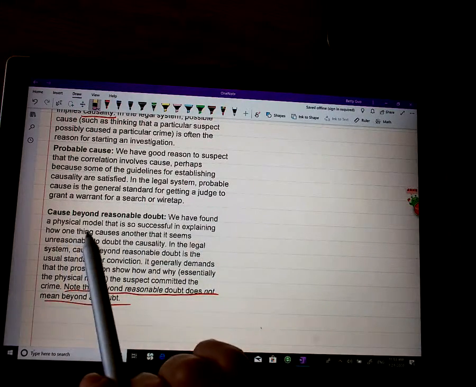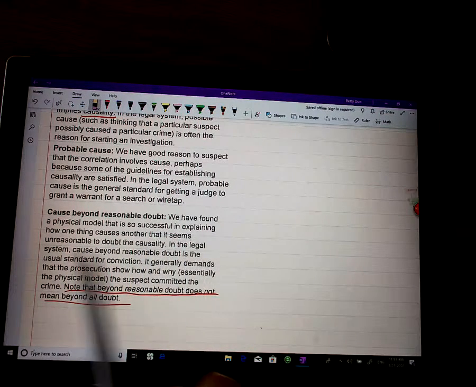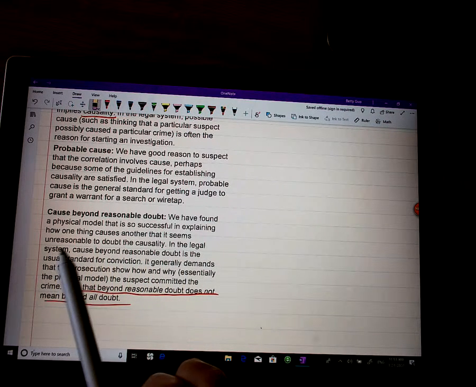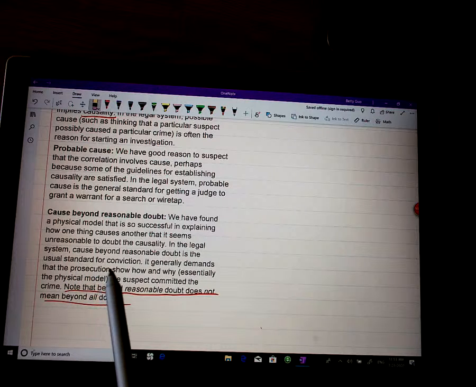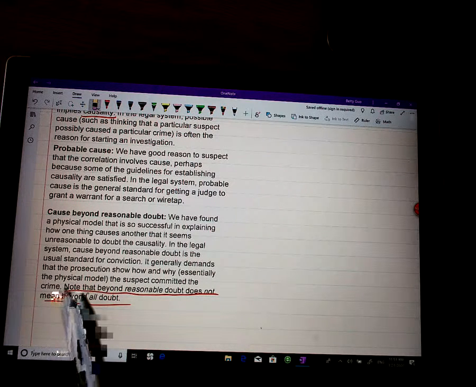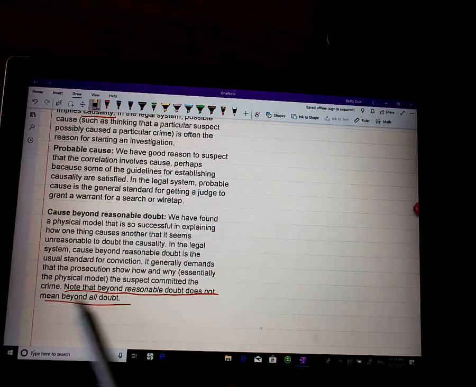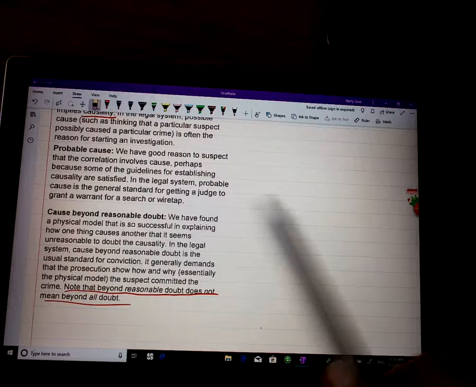We have found a physical model, keywords here, physical model, that is so successful in explaining how one thing causes another that it seems unreasonable to doubt the causality. In the legal system, cause beyond a reasonable doubt is the usual standard for conviction. It generally demands that the prosecution show how and why, essentially the physical model, the suspect committed the crime. Note that this is very important. Beyond a reasonable doubt does not mean beyond all doubt.